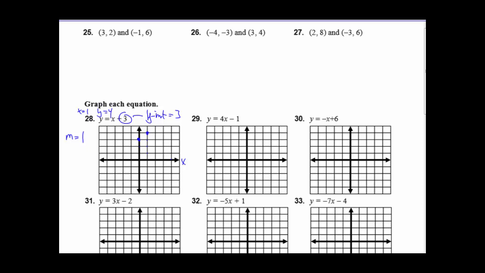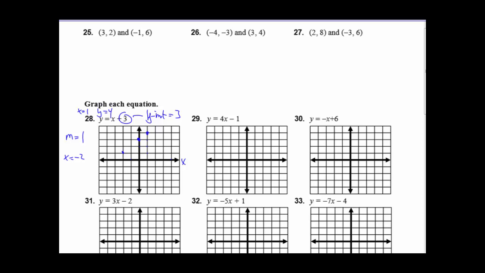Okay. Problem is, as we go to the right, we're going to be off the graph. So let's plug in some negative numbers. If we plug in x equals negative 2, we're going to get y equals negative 2 plus 3, which is 1. So we can go over to negative 2 on the x and go up to 1, and we have another point.